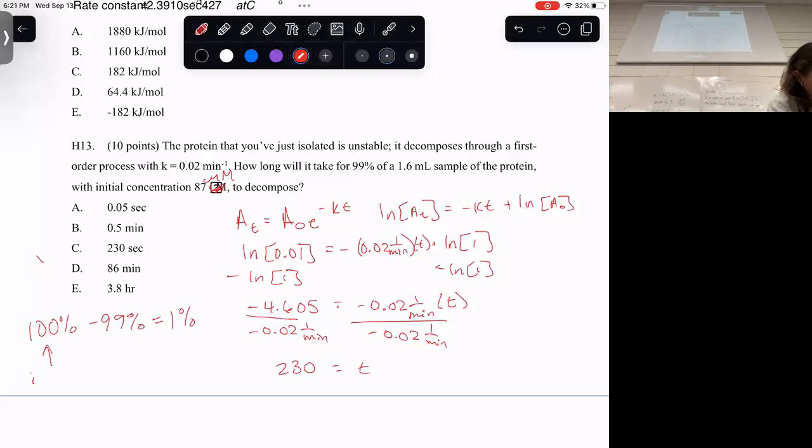So this is our initial, and this is our final. Right, so you could use your 87 micromolar to find what 99% of that 87 micromolar is, but you don't need that, and you don't need your 1.6 mils. Because whatever you find, it'll be 100% and 1% left over, so you can just cut out the middleman and just do 100 and 1.